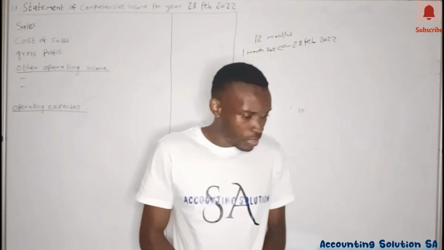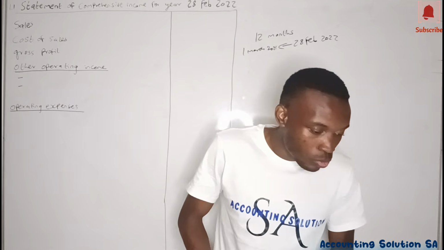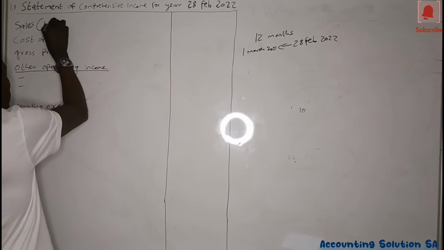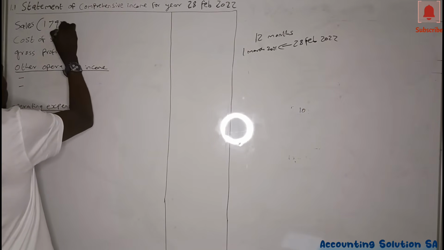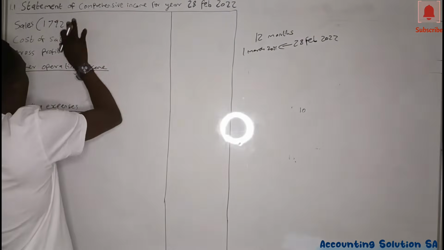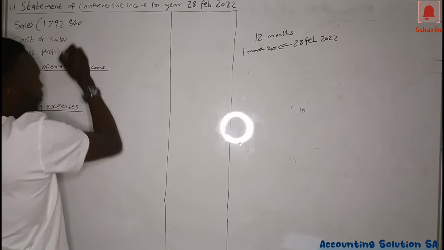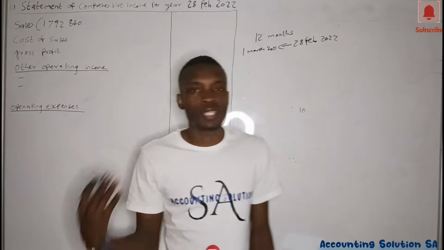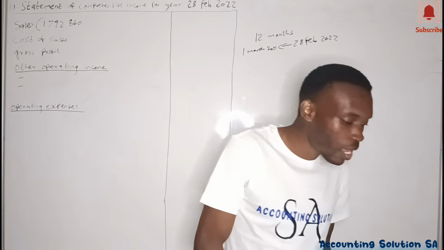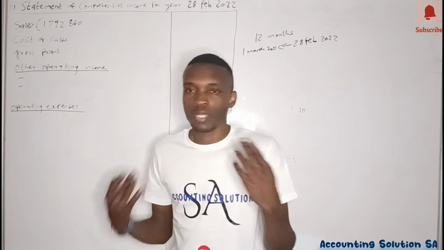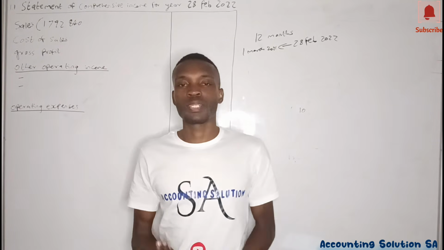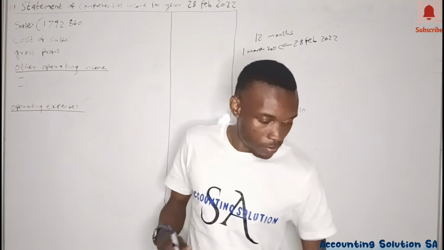The sales amount that we have is 1,792,840. You have to start with brackets, guys. 1,792,840. Okay, then after that, guys, we have to make sure that we go back and check if we have any debtors allowance. Debtors allowance simply means that there are customers who have returned goods, which means that that amount we can't recognize as sales. We have to go and subtract it.